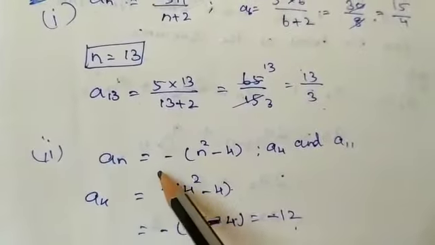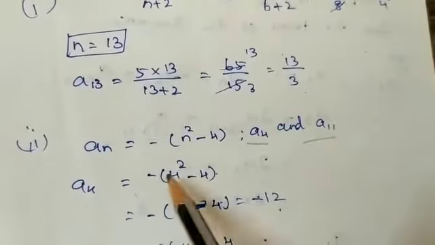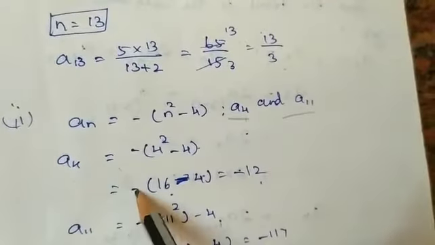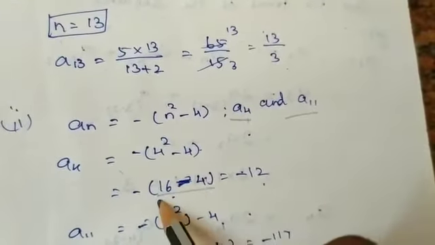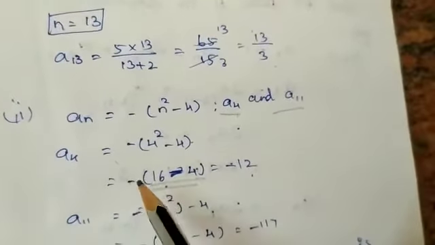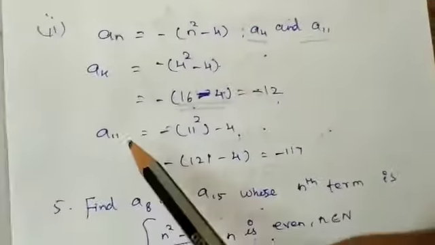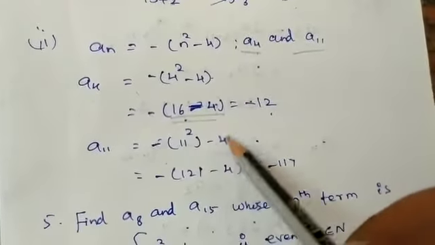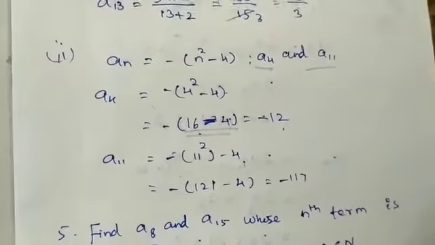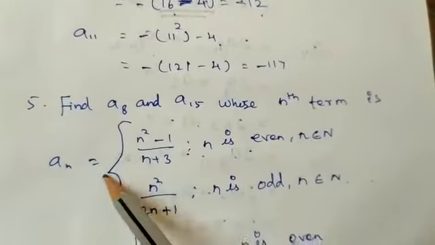So, second part is an equal to minus of n square minus 4. We have to find a4 and a11. So, a4 equal to, I am substituting the value of 4 in the place of n now. That is minus of 4 square minus 4, which is minus of 16 minus 4. According to BODMAS, we should first solve inside the bracket and then go outside. So, 16 minus 4 is 12 and this minus symbol, so it is minus 12. a11 equal to minus of 11 square minus 4, which is minus of 121 minus 4, which is minus 117.